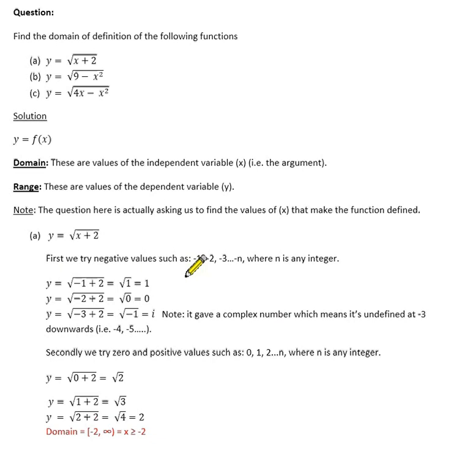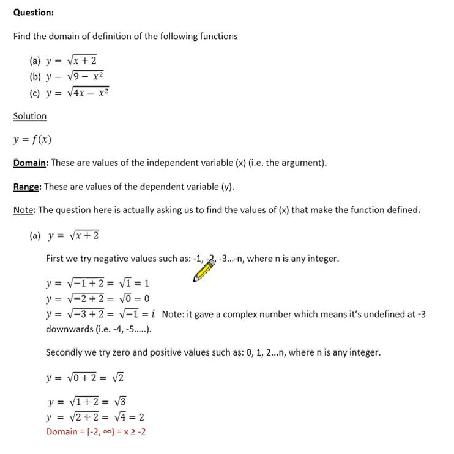When we plug in x equals minus 1 into our function, we get that y equals 1, which means that the function is defined at x equals minus 1. Next, we plug in x equals minus 2, and when we do that, we get that y equals 0, which means that the function is also defined at x equals minus 2.